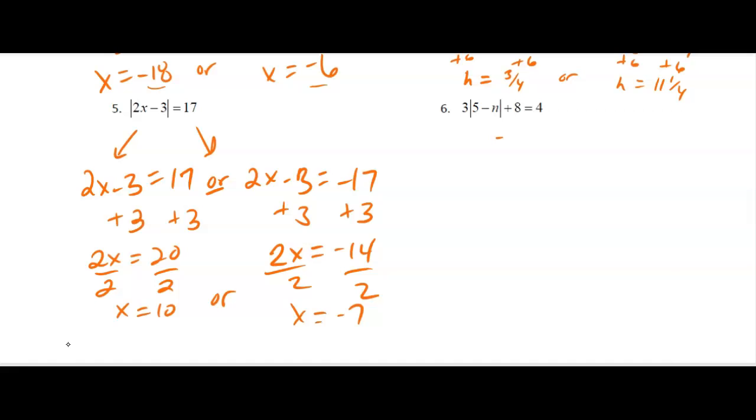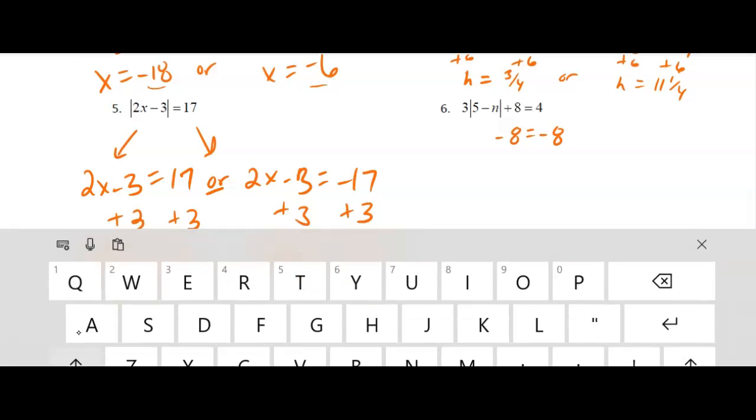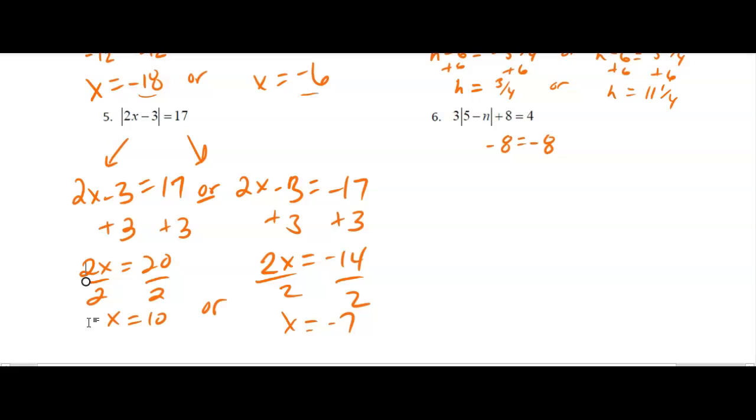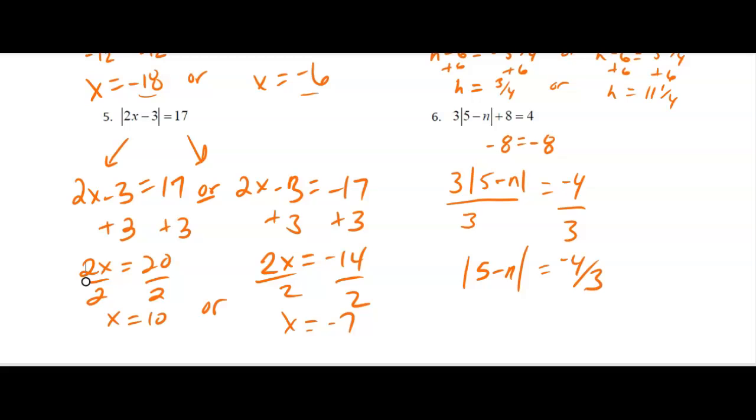Last one for the day. Subtract 8 from both sides. That gives me 3 times the absolute value of 5 minus n equals negative 4. Then I divide by 3. And what you're going to notice here is that the absolute value of 5 minus n equals negative 4/3. I'm just going to leave it as a fraction.